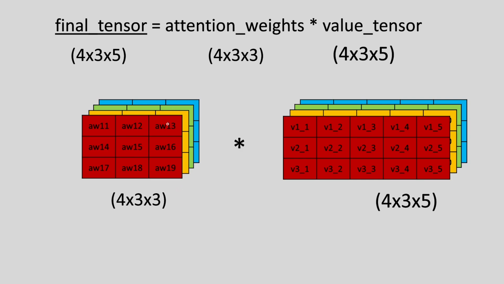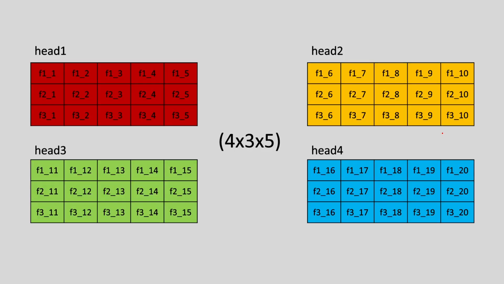So you have 4 of these over here, 4 heads. As you can see, blue head is here, green is here, yellow is here, red is here, and these are your attention weights, and these ones are your value tensor. Once you multiply that, you will get something like this. These are your final, that's why I have represented as F. These are all your heads, right? This one is your head, this one is your head, this one is your head, and this one is also your head. So this is 4 cross 3 cross 5.